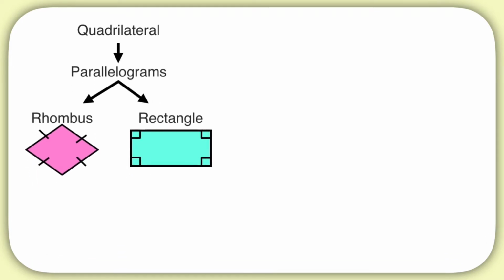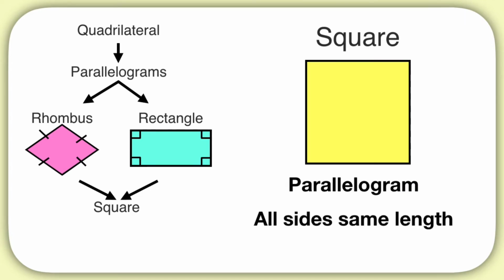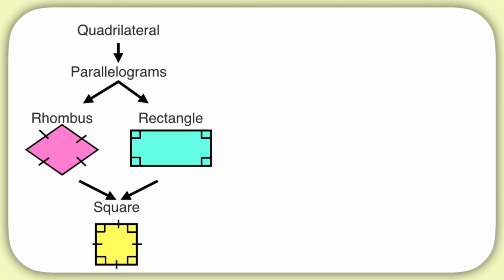When we combine the different properties of a rhombus and a rectangle, you will end up with a square. A square looks like this. It is also a parallelogram. It has all sides of the same length. We use these dashes to show this. It has 4 right angles. We use the square angles to show that.